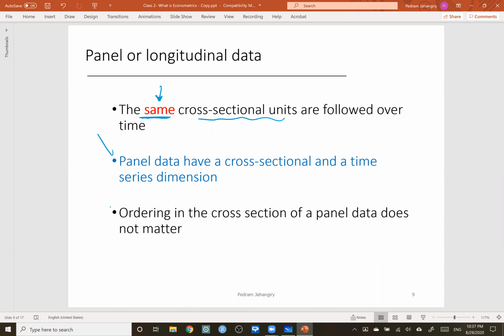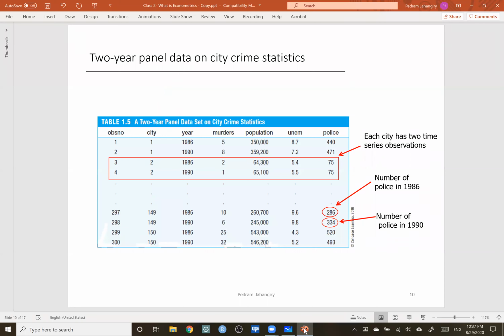And ordering in the cross-section doesn't matter, but in time series it matters. So this is nothing new. It's a combination of time series and cross-section. We know that ordering in time series matters, in cross-section doesn't matter. Let's look at an example. Okay, this is a 2-year panel data on city crime statistics.